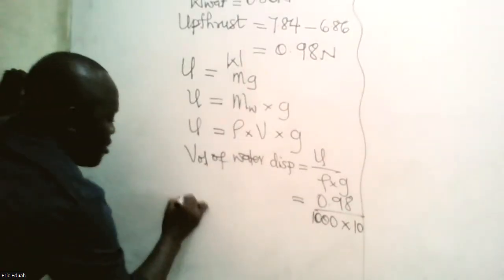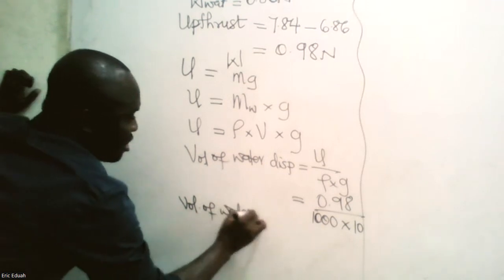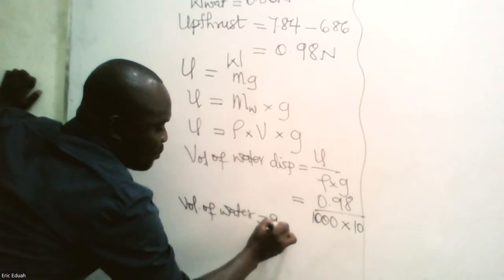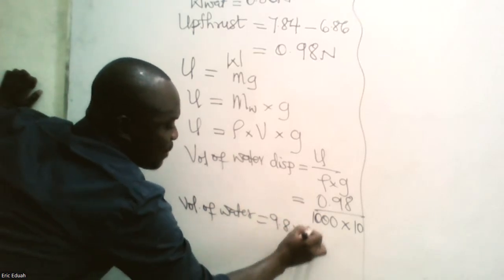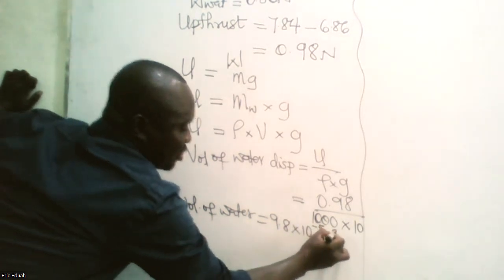So the volume of water displaced is, of course, equal to 9.8 times 10 to the power negative 5 meter cube.